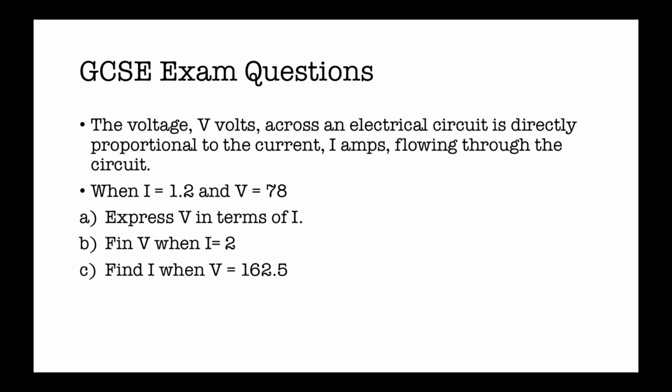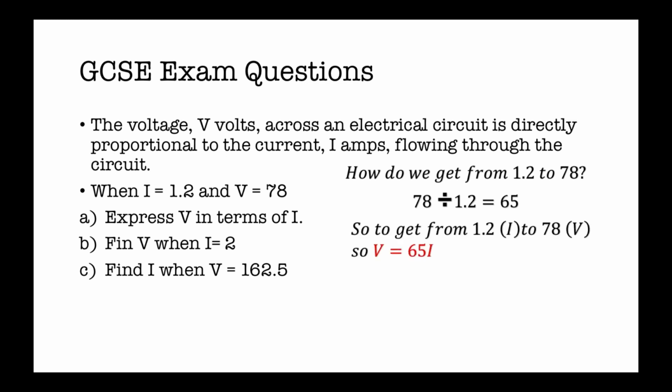So in this case, A, express V in terms of I, we need to think about how do we get from 1.2 to 78. Again, if you're not sure how that would work, which I wasn't either, 78 divided by 1.2 is 65. So I know that my multiplier, my K, is 65. So I know that 1.2 to 78, I times by 65. So I know that my V, 78, equals 65 times 1.2, or I. So that is our formula expressing V in terms of I.